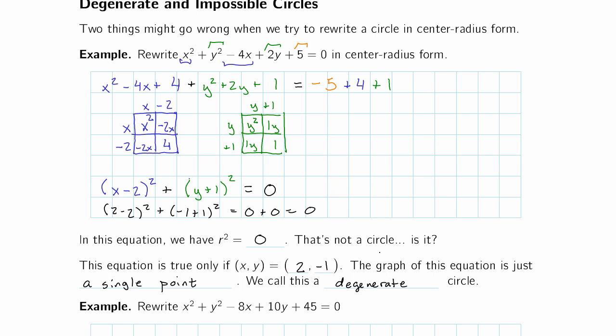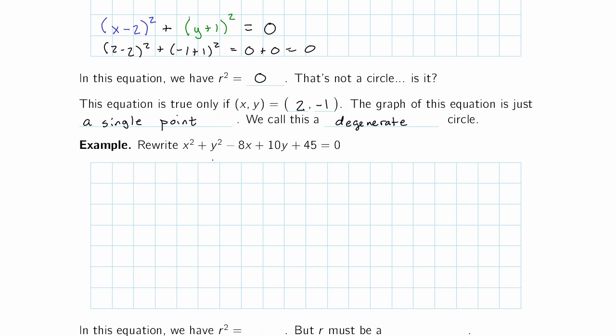Let's see an example where things are even worse. So here's another circle in standard form, and I'm going to start just the same way. Collecting the x terms with space for a constant. Collecting the y terms with space for a constant. And then I'll subtract my 45 from both sides. And I'll have a negative 45 here.